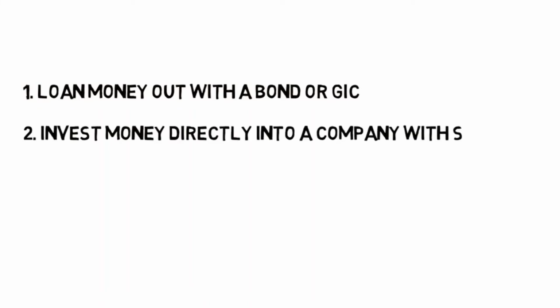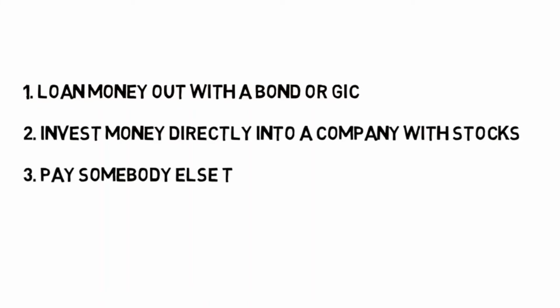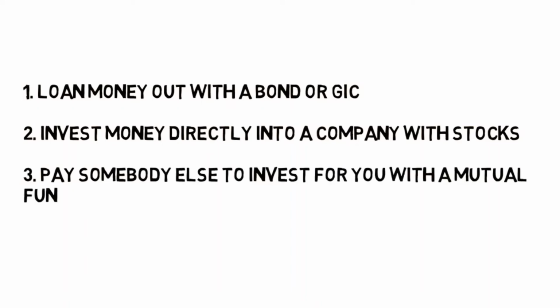Essentially, there are 3 common ways you can invest your money. You can loan your money out like with a bond or GIC. You can invest your money directly into a company in the form of stocks, or you can pay somebody else to invest your money for you with mutual funds or ETFs. But which one is best for you? Watch part 2 to find out.